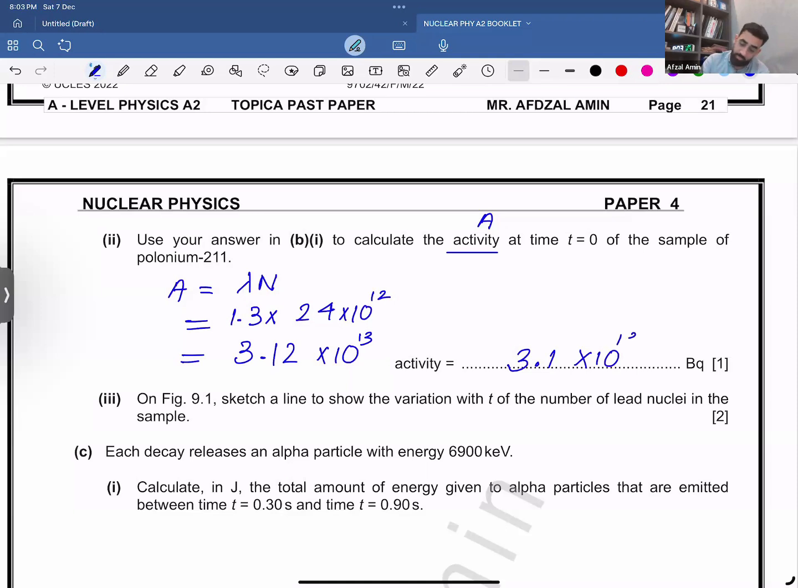3.1 × 10^13 becquerels. On the figure, sketch to show the variation with T of the number of lead nuclei. Lead is now the daughter. Either we say daughter or we say decay product.